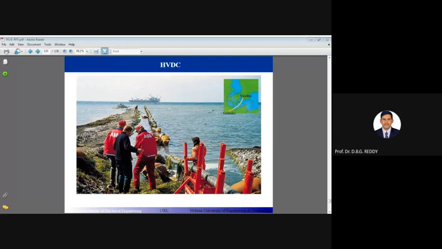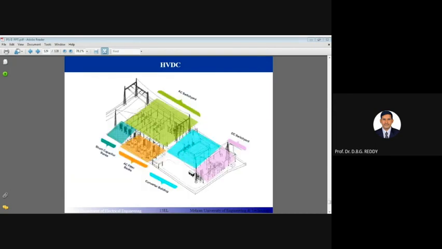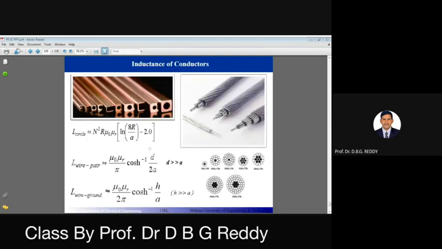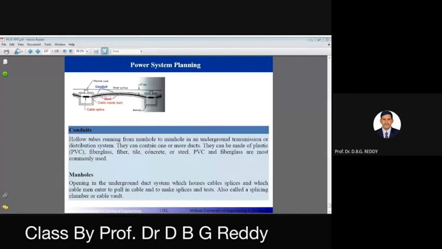We use underground cables in that case, since overhead transmission lines are difficult. We use underground cables for submarine and navigation applications, to transmit huge amounts of power efficiently, using big cables. Now you can see the layout diagram of an HVDC station, with the interconnecting conductors, various types of conductors, and the power system plant.